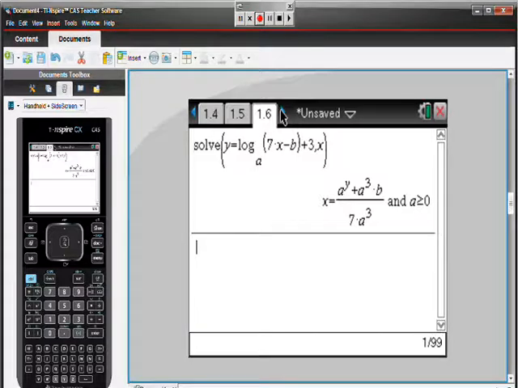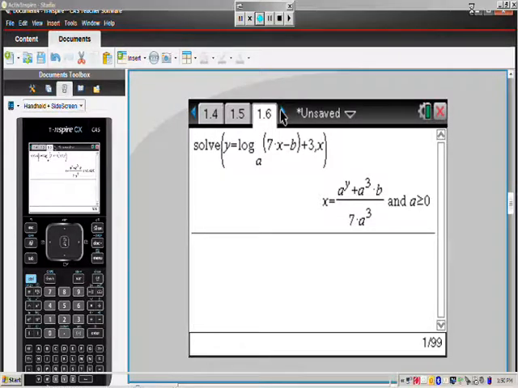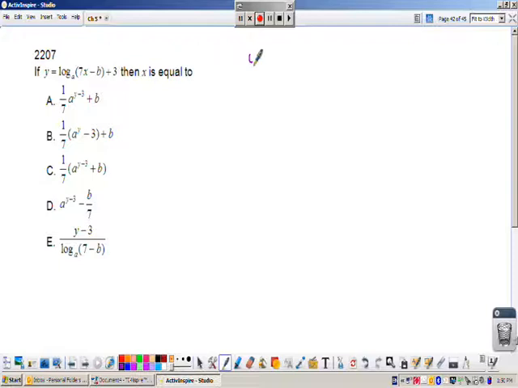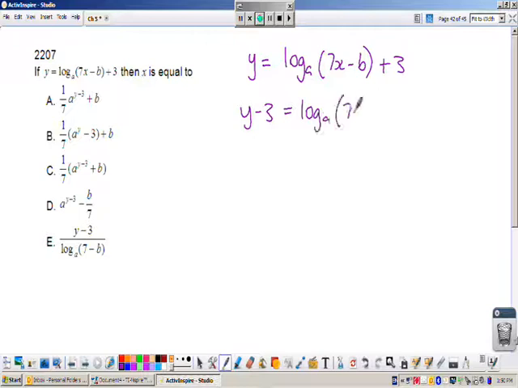So once again, if you've got a log or an exponential and you have to do the inverse and get the rule, it's easier to do those ones by hand. Okay, so once again, this sort of question should be automatic. If you are rearranging, you're going to take, you've got a b? Yeah. You're going to take the 3 to the other side and then convert it to an exponential. So a to the y minus 3 equals 7x minus b. And hopefully you can see that the correct response is, which one? C.